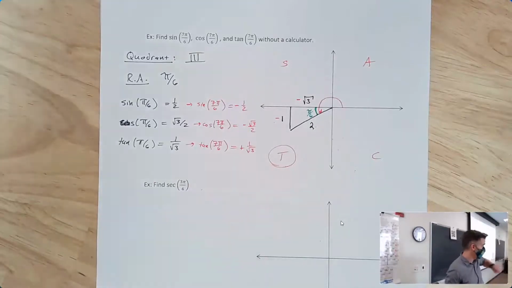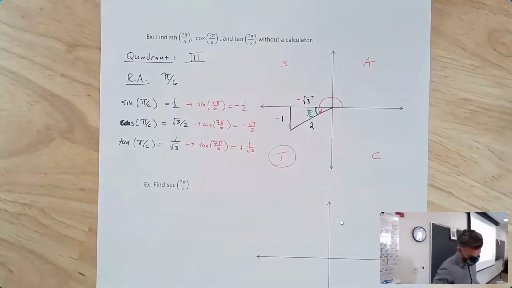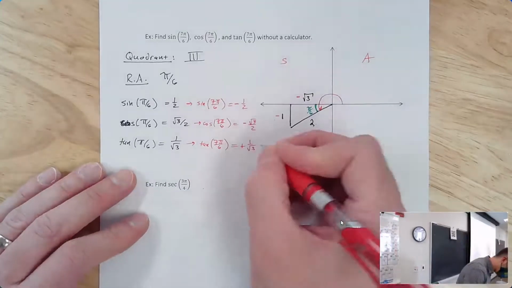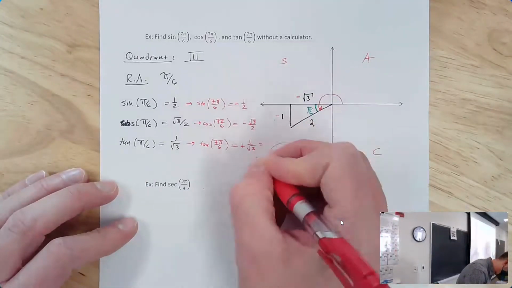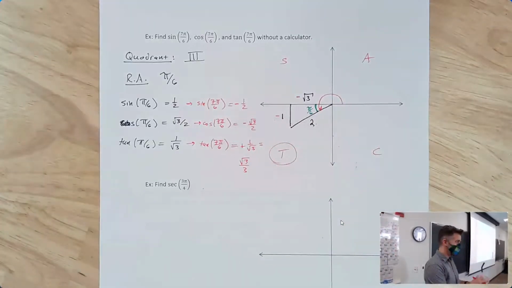Question: would we have to get the root out of the denominator? Yes, you should write that as root 3 over 3. Good point. Sometimes we get a little lazy. Yeah, good call. Other questions?